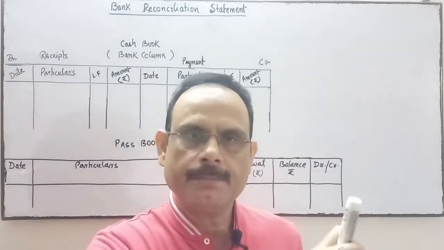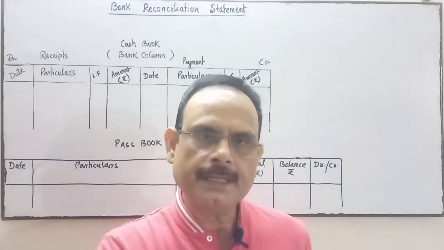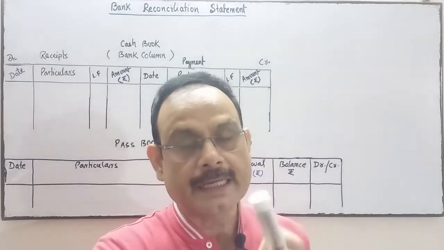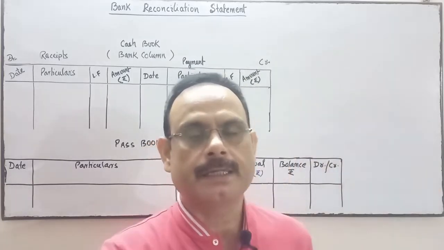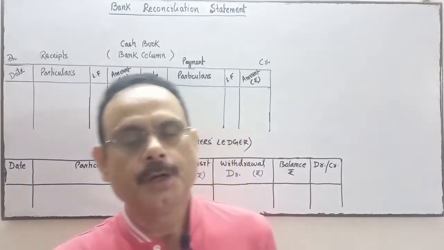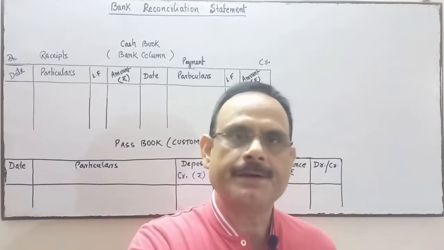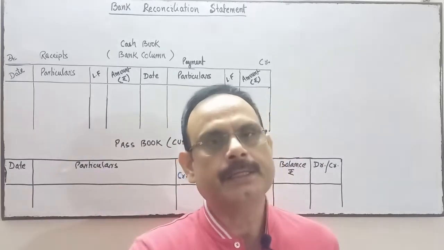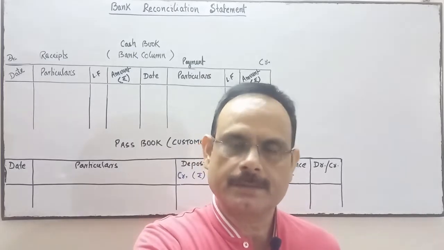The bank, on the other hand, in their book, operates the customer's ledger, and when the customer deposits the money, they do the credit in their ledger. When the customer withdraws the money, they do the debit in the customer's ledger. So they do the opposite entry, reverse entry. What we do in the debit side in the cash book, the bank does the same entry in the credit side of the customer's ledger. And what we do in the credit side in the cash book, the bank does in the debit side in the customer's ledger.